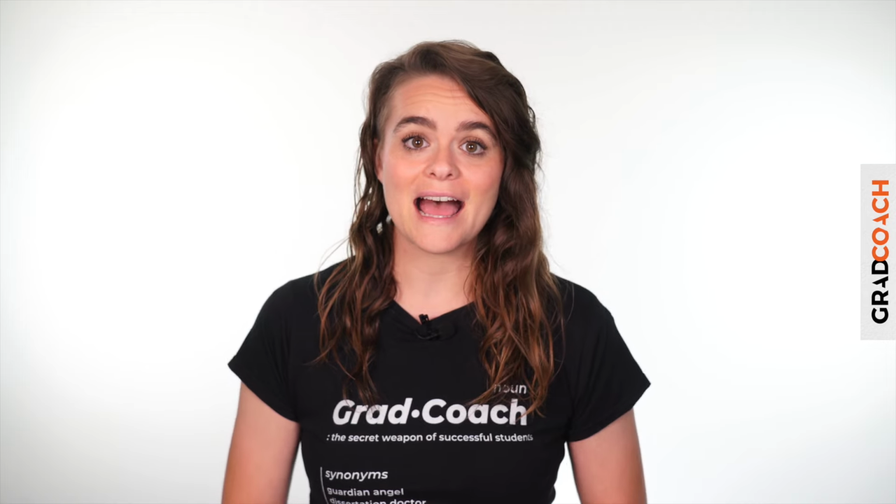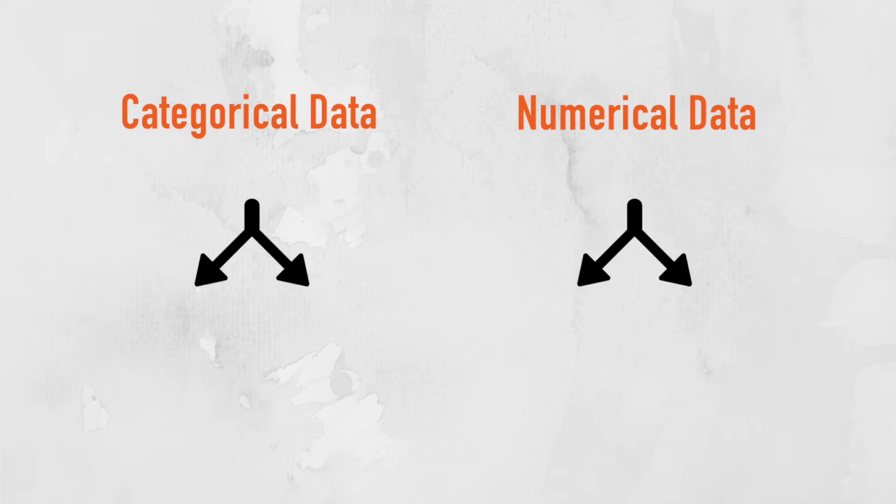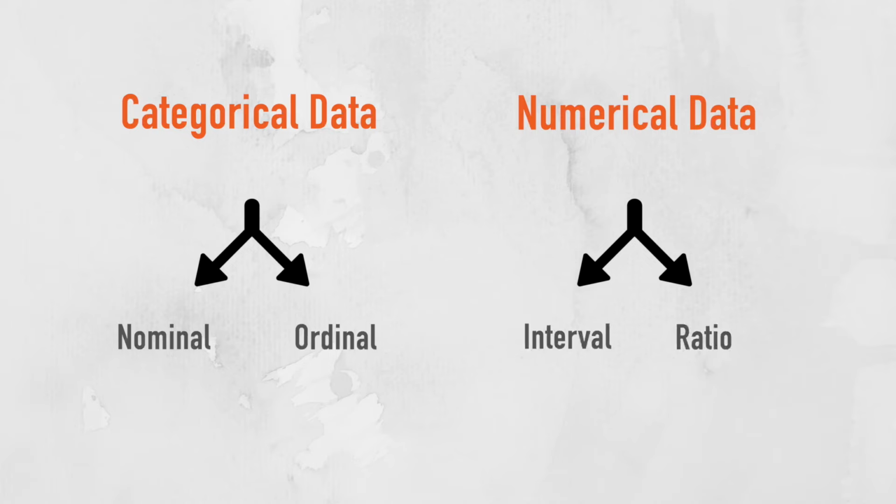All right, so we've got categorical and numerical data as a foundation now, so let's drill down further. Within each of these main data types, there are 2 levels of measurement. Within categorical, there's nominal and ordinal level data. And within numerical, there's interval and ratio level data.